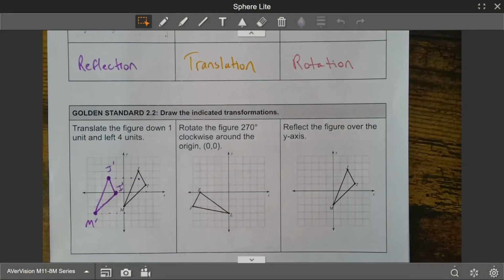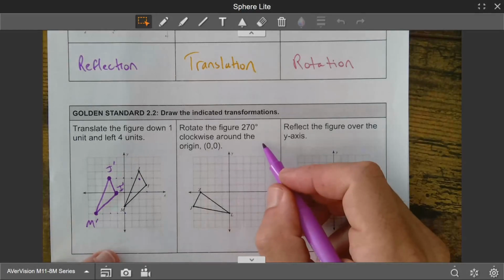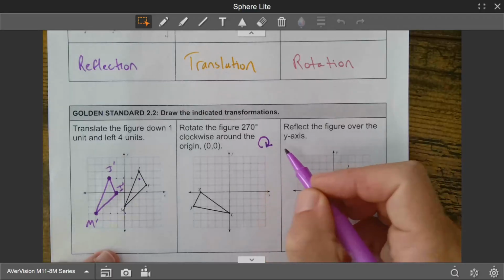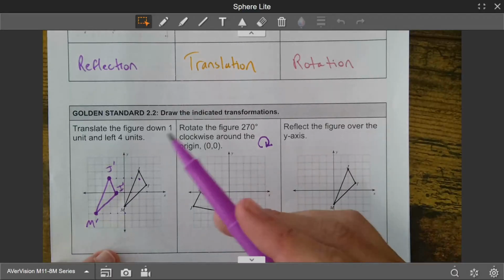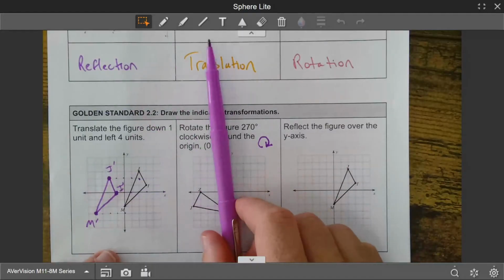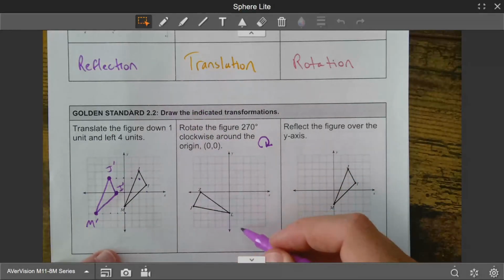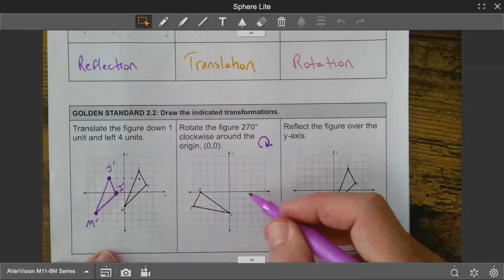All right, rotate the figure 270 degrees clockwise around the origin. Now, clockwise, that means we're going to go like a clock, so we're going to go this way. 270 degrees means we're going to go 90, 180, 270. So it's going to end up down in this quadrant down here, 3/4 of the way around a circle.